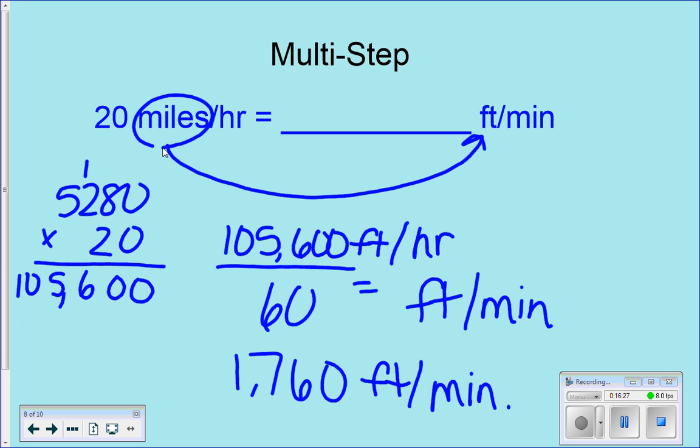Yeah, it's confusing. Maybe I didn't explain it the best way. Actually, 3,600, because 60 times 60. Somebody else did that too. You just multiplied the 60s together. 3,600. Yeah, that would work.